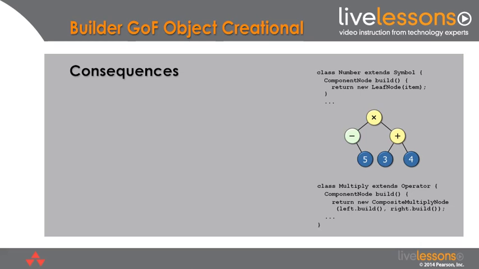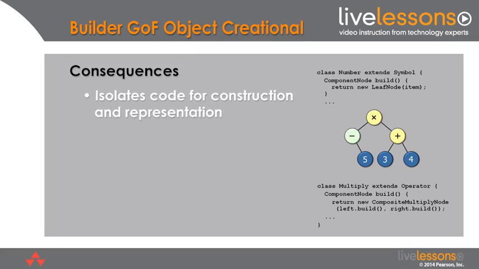Now that we've looked at all the code corresponding to the builder pattern, let's evaluate the consequences of applying this pattern. There are a number of benefits that come from applying this pattern. One is to isolate the code for construction and representation. We can put that code in a set of places that are well defined and well understood. In our particular example, we put them into the various parse tree subclasses with their corresponding build methods.